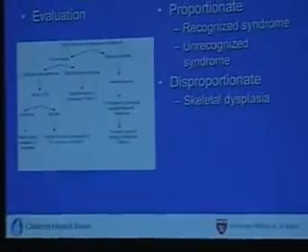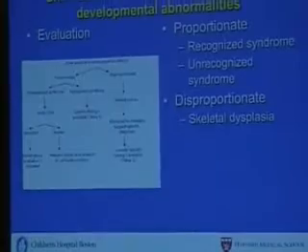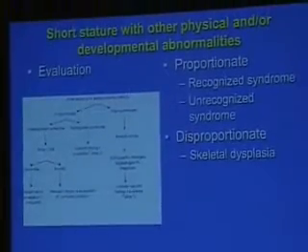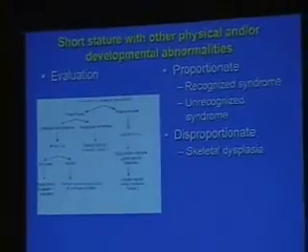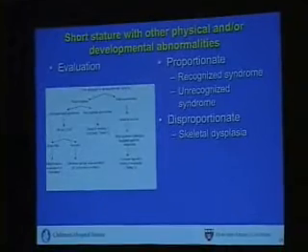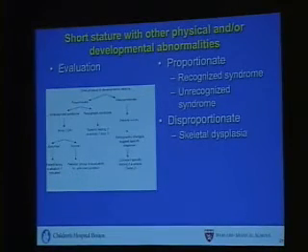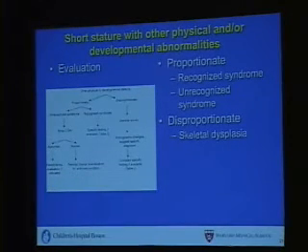So now moving to that other end of the curve, the other end of the algorithm, the children with short stature and other physical or developmental defects, we divided these up into proportionate and disproportionate. The proportionate include recognizable syndromes, and the unrecognized, the committee decided that array CGH is a reasonable test to do in these patients.